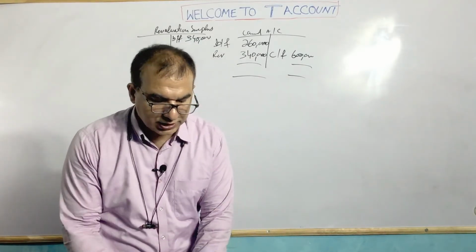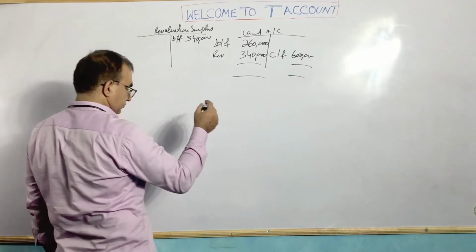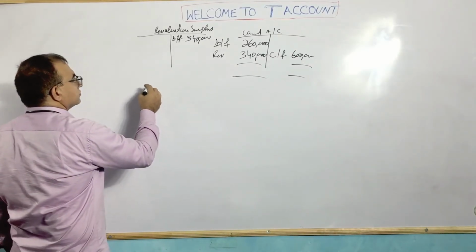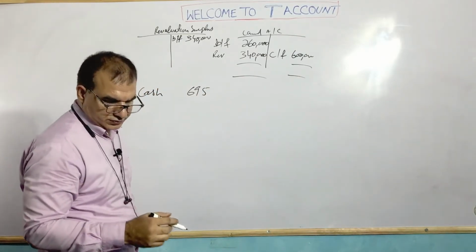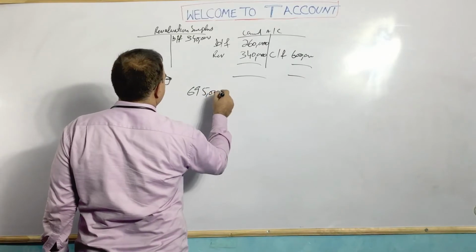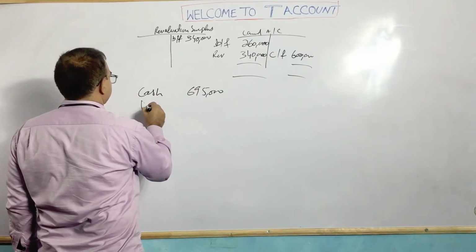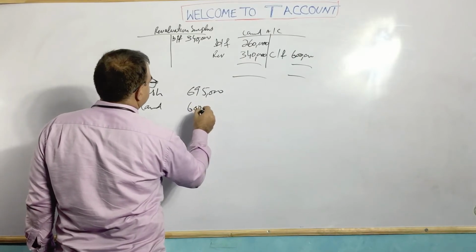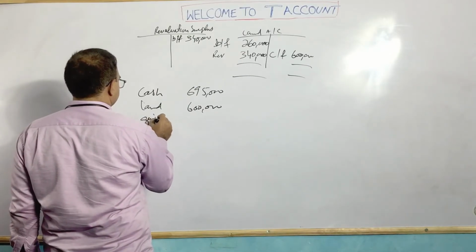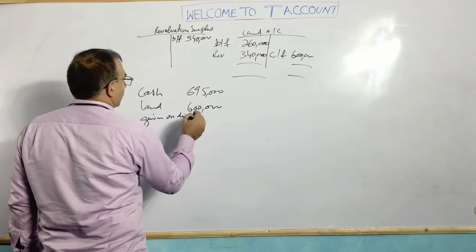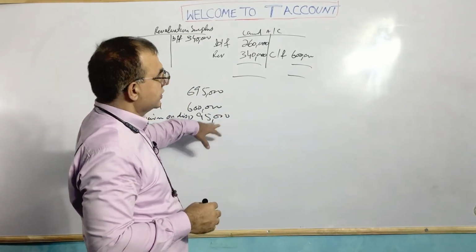Okay, so what are the accounting entries? They sold it for 695. So cash 695,000. 690 or 95? 95. Okay. And land we had 600,000. So the gain on disposal is 95. Okay, that gain is coming from that disposal.